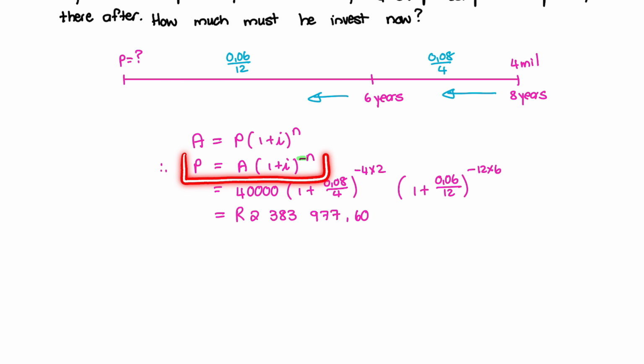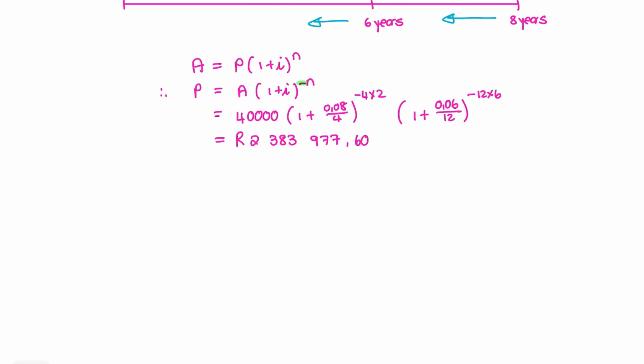This is something that teachers don't often teach. When you want to work out P, you can say P is equal to A multiplied by (1 + i) to the power of negative n. Let me quickly show you where that comes from.